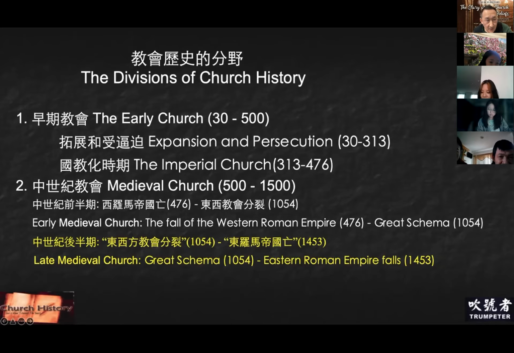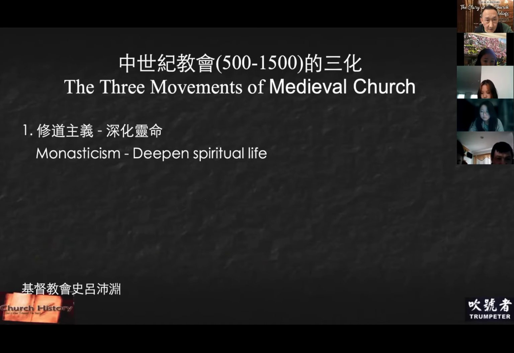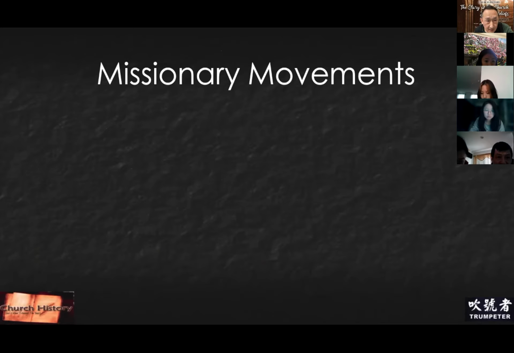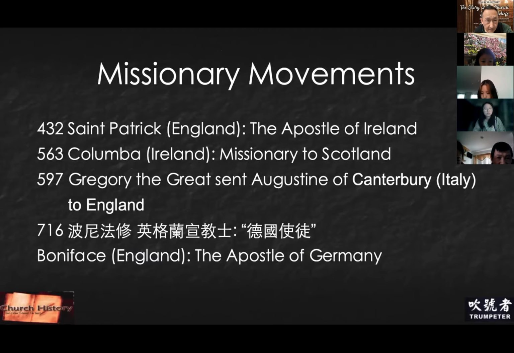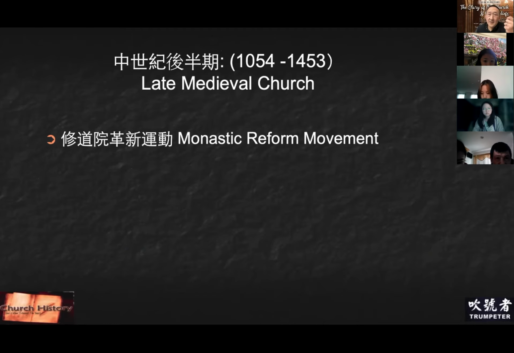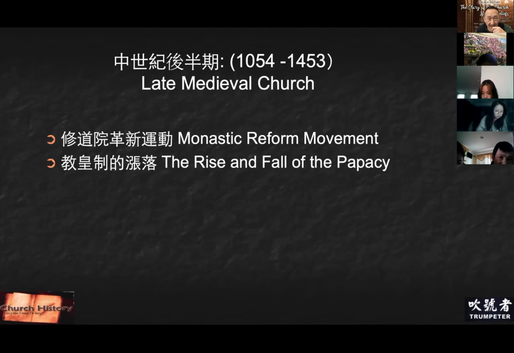All right. Now with the medieval, we're going to talk about the late medieval church, roughly from 1054 to 1453, when the Eastern Roman Empire falls. We talked about that last week. Also, we're going to talk about three things: the monastic reform movement, the rise and fall of the papacy, and the crusades. We're going to dedicate most of the time to the crusades.